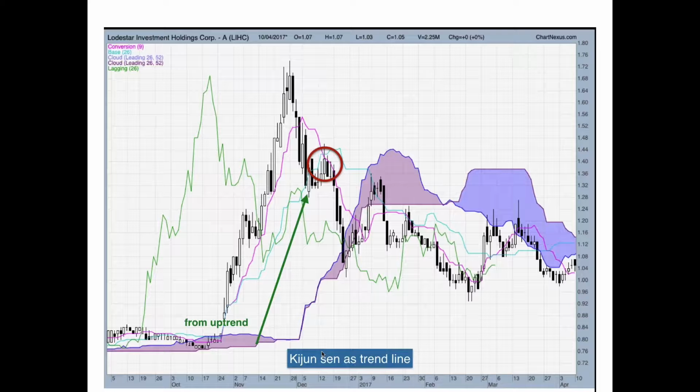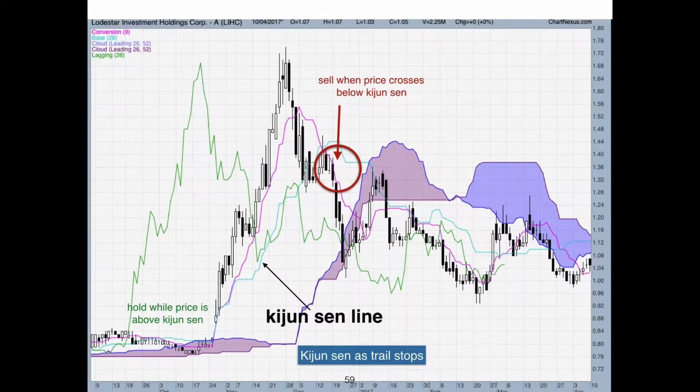Now there's a reversal of roles. From a previous support line, the Kijun-sen is now the resistance line. And there's a shift in trend from uptrend to downtrend. From the previous examples, we learned that the Kijun-sen could be used as your trail stop for uptrending securities. The break below the Kijun-sen is a sell signal.